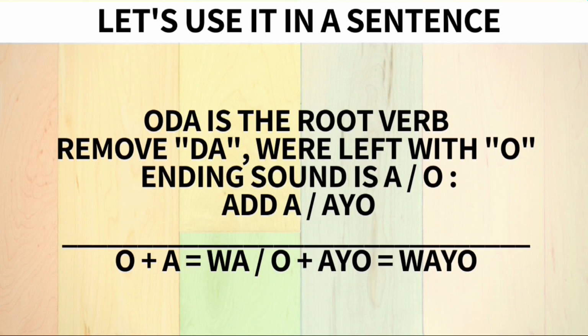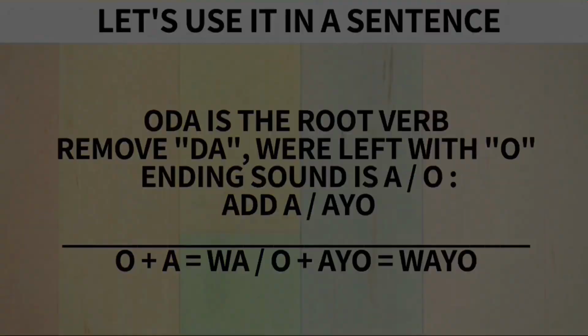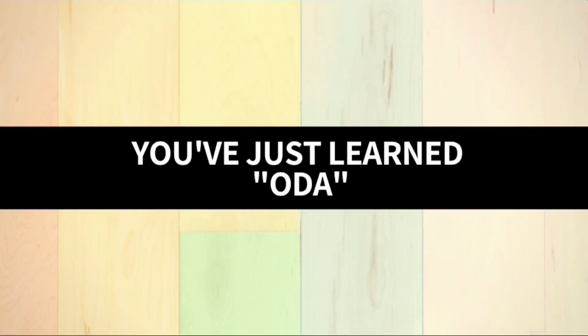O plus ayo results in wayo. And as also mentioned in the previous discussions, yo is just added to add to the politeness of a word. So, wa is also just the same as wayo. And with that, you've just learned ODA.